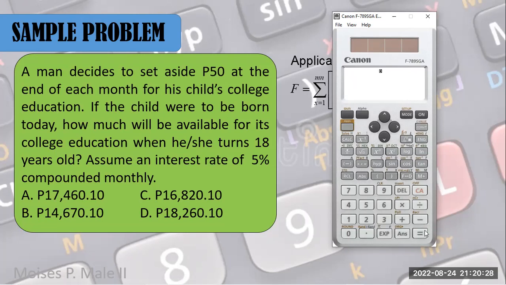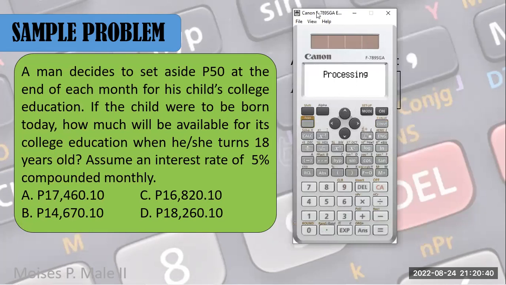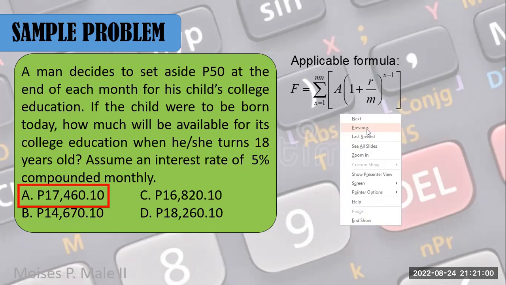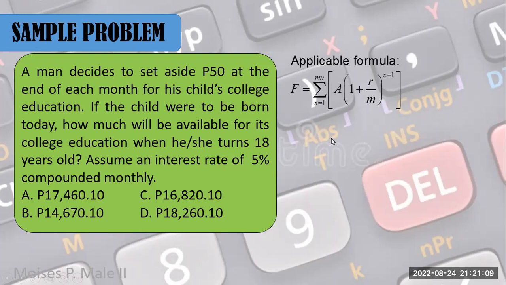Okay. So it was medyo matagal. So, malay mo bukas, no? Ayan. So, the correct answer is 17,460.10. Letter A. So, you have the option to use this formula in summation notation or ito. Ito. Okay. Either case, either method, same answer.